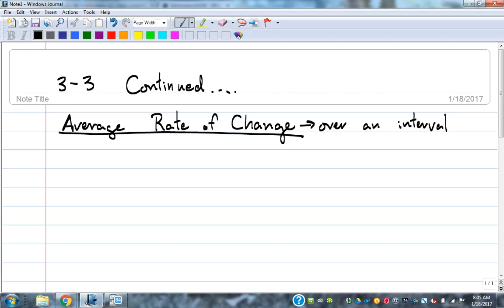Okay, so you may remember what a rate of change is from Algebra 1. Another word for it: slope. It's really just a slope is all we're finding. An average rate of change over an interval is the slope of a line over that interval. That's all it is, okay? The kind of collegiate way of looking at that.